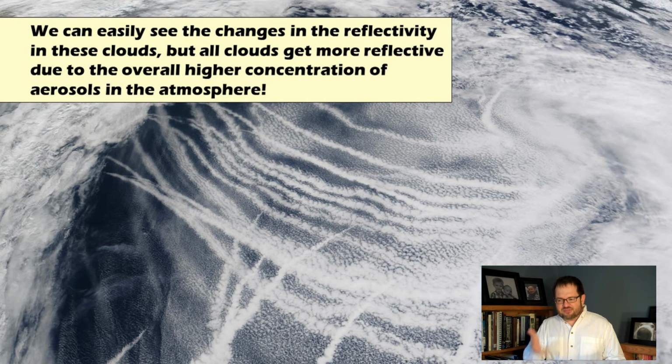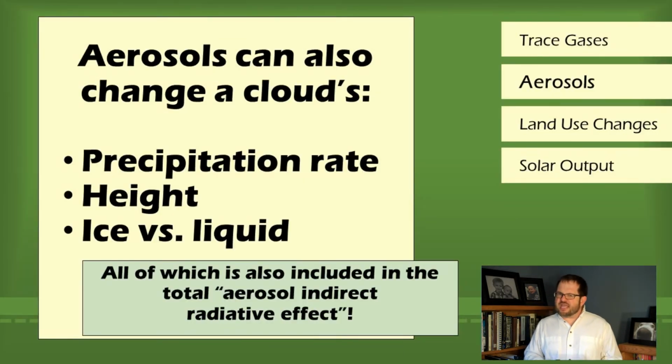But keep in mind, those sulfate aerosols are everywhere. They're not just in those. All the clouds are brighter than they would have been if it weren't for the sulfate aerosols. And so as a consequence, overall, clouds are whiter than they were before there was anthropogenic climate change. That's not the only indirect effect aerosols have on clouds.